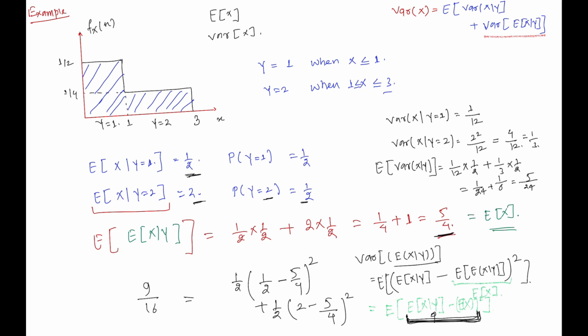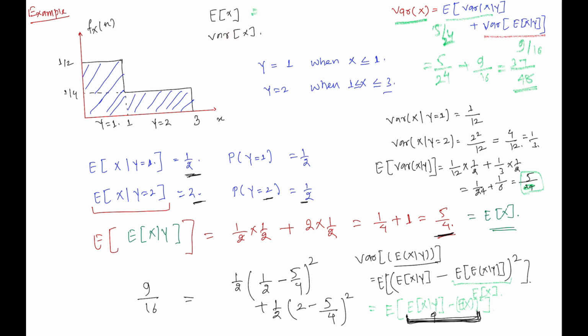So this we have got as 9 divided by 16, and this we have got as 5 divided by 4. So the total variance would be 5 divided by 4 plus 9 divided by 16, and that will be, not 5 divided by 24, here we have the 24, and that will be 37 divided by 48. So the variance of this random variable x is 37 divided by 48.